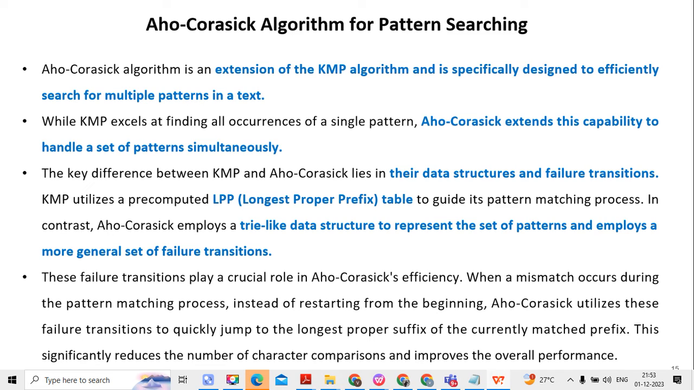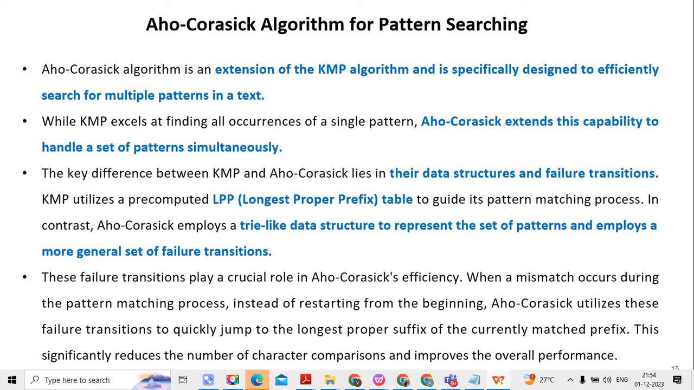The key difference between KMP and Aho-Corasick lies in their data structure and failure transition. KMP utilizes a pre-computed table, that is the LPP table, to guide its pattern matching process. The Aho-Corasick algorithm uses a tree-like data structure to represent the set of patterns and employs a more general set of failure transitions. So when I explain the example, that failure transition will get cleared.